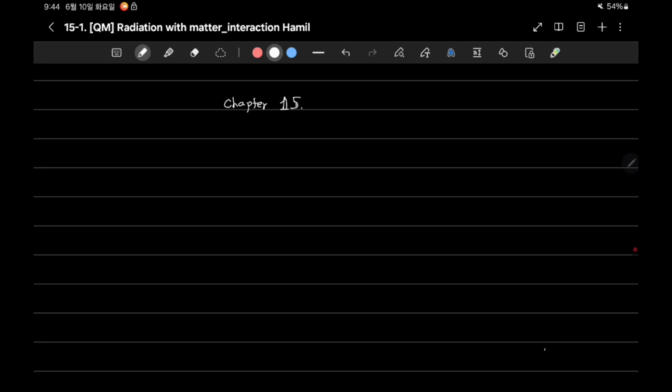Today is that interaction of radiation with matter. Actually, this concerns laser spectroscopy. So that is a practical field of optics. But anyway, then I will describe only the quantum mechanical description of the interaction with matter.